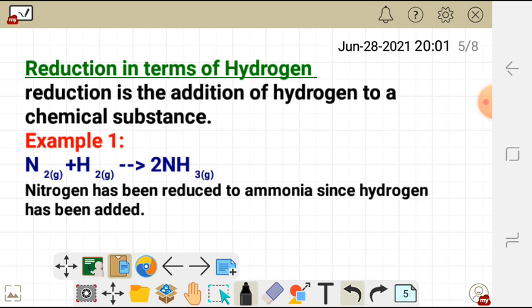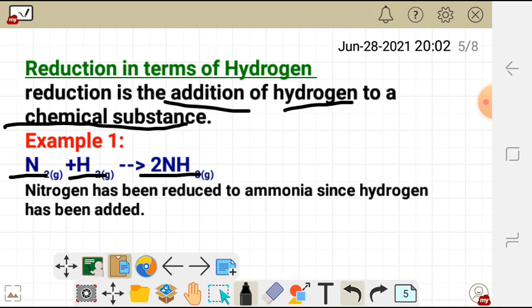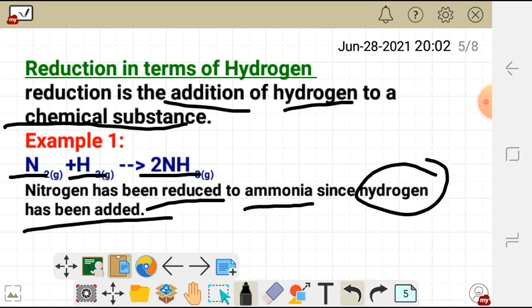Let's also look at reduction in terms of hydrogen. Reduction in terms of hydrogen is the addition of hydrogen to a chemical substance. For example, we have nitrogen reacting with hydrogen to form ammonia. We can say nitrogen has been reduced to ammonia since hydrogen has been added.